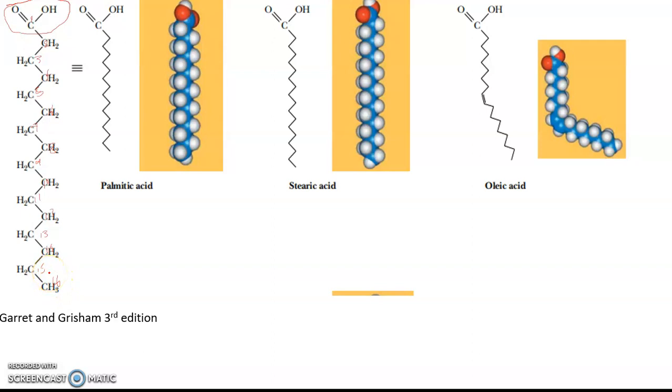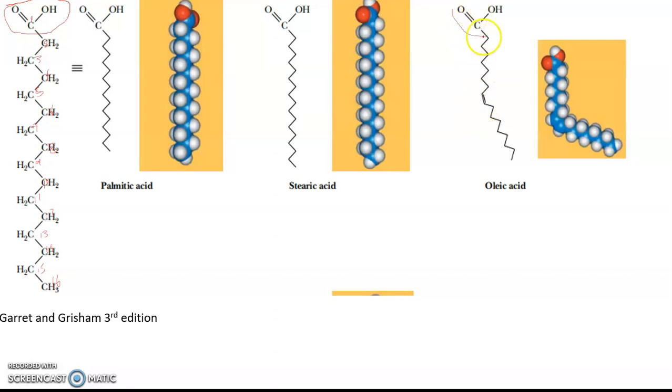This is stearic acid, which is 18 carbon: 1, 2, 3, 4, 5, 6, 7, 8, 9, 10, 11, 12, 13, 14, 15, 16, 17, 18. Stearic acid has 18 carbon atoms. Oleic acid, which is a monounsaturated fatty acid, has a double bond at carbon 9, between 9 and 10. So we give it the lowest possible number, which is 9.